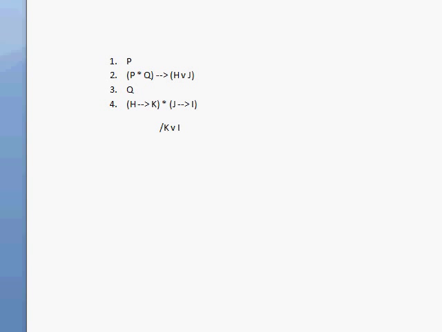Hi everyone, today we're going to be taking a look at proving some proofs using the 8 rules of inference that we've learned so far.